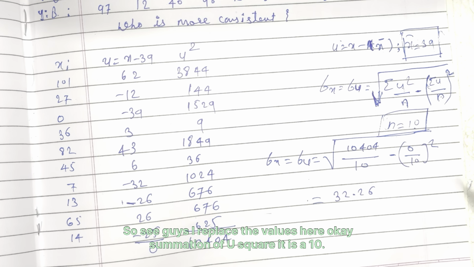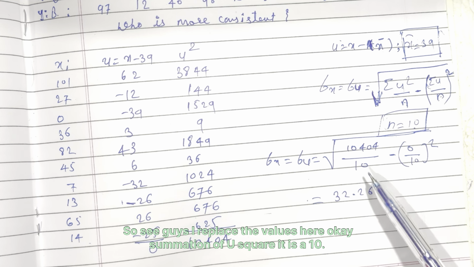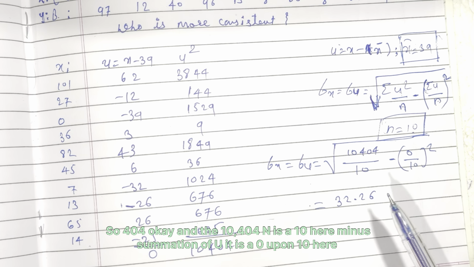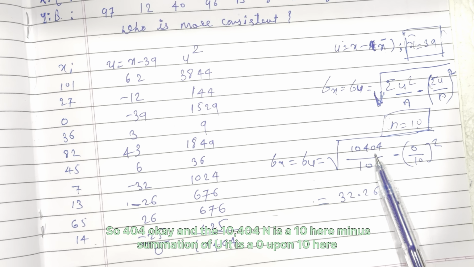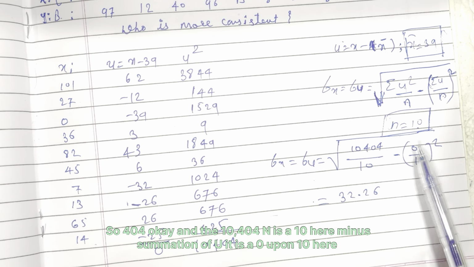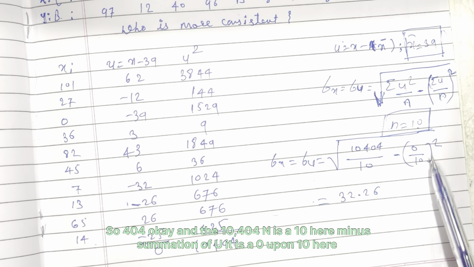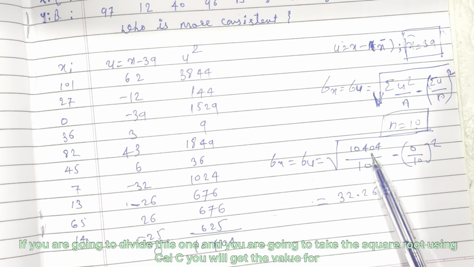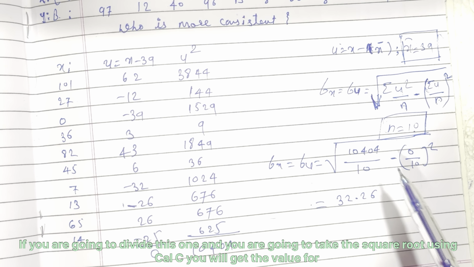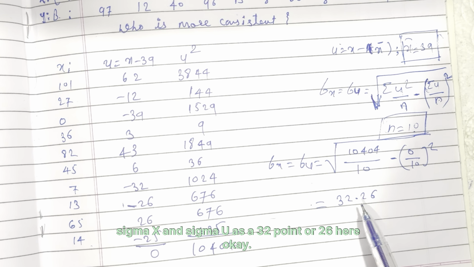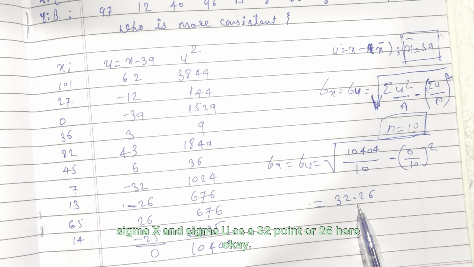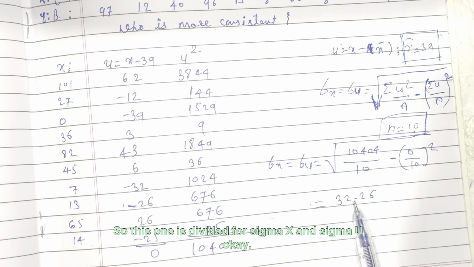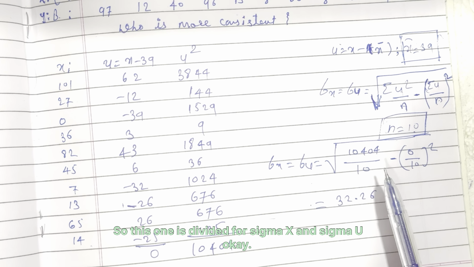So see guys, I replace the values here. The summation of u square is 10,404, n is 10 here, minus the summation of u, which is 0, upon 10, bracket square. 0 upon anything goes to 0. If you divide this and take the square root using the calculator, you will get the value for sigma x and sigma u as 32.26 here. So this one is the value for sigma x and sigma u.